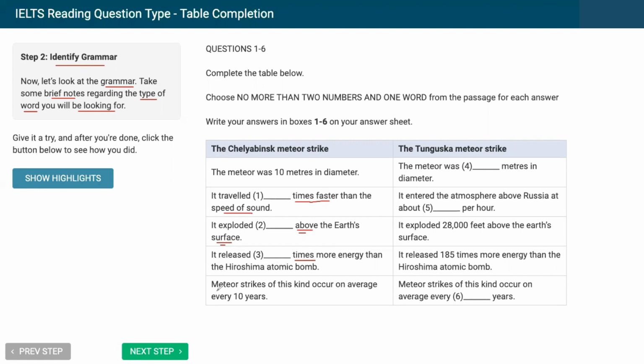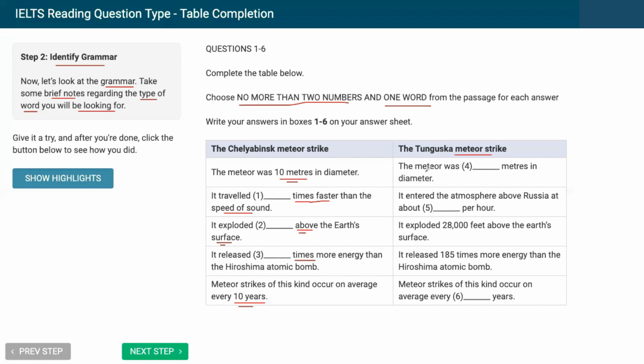And then again, we see meteor strikes every 10 years. The fact that we have 10 in the first and last column is also a good clue that 1 through 3 will probably also be numbers. And just remember, your instructions say no more than 2 numbers and 1 word, so it isn't uncommon that 1 through 3 are numbers. All right, let's move to the right-hand side, the Tunguska meteor strike.